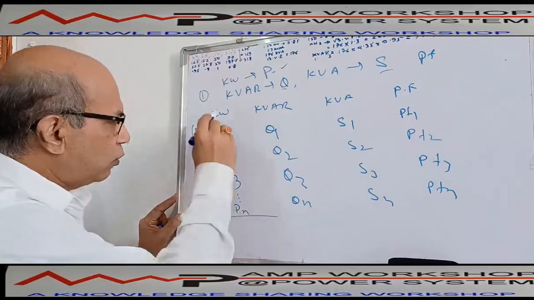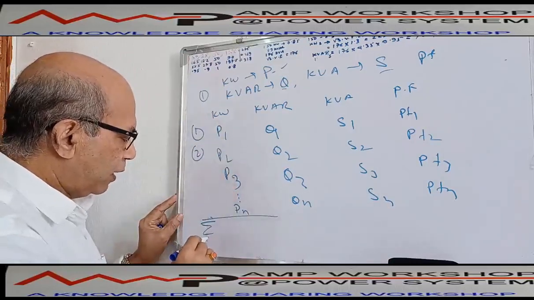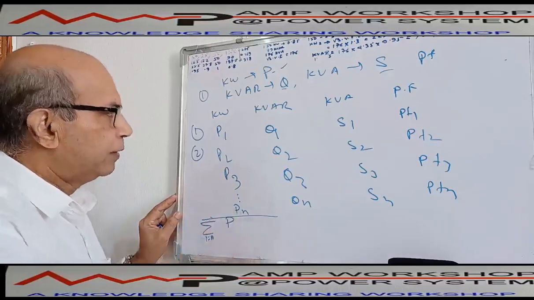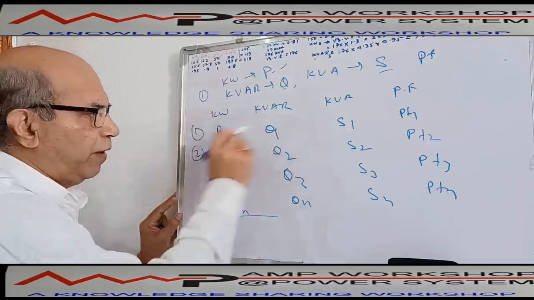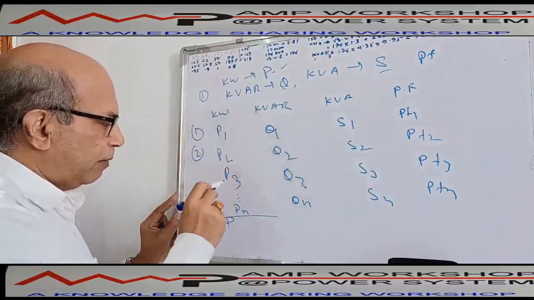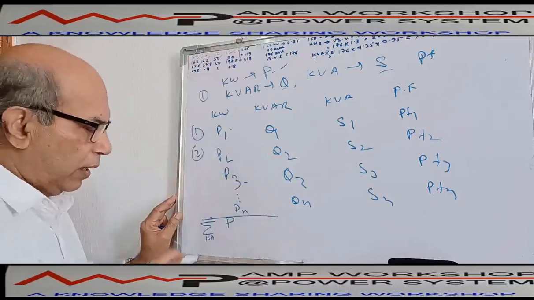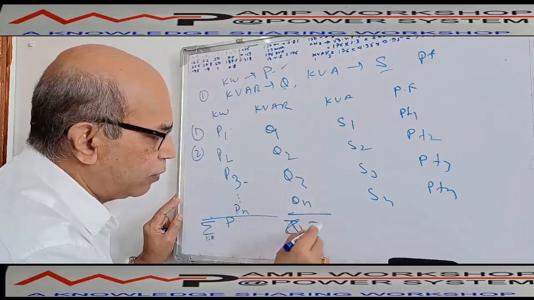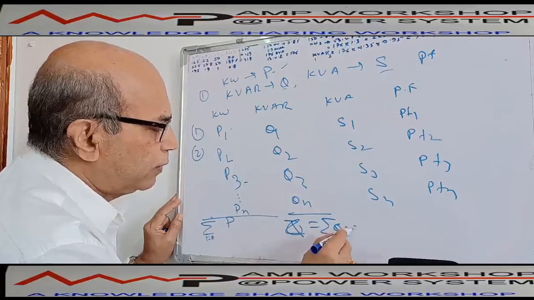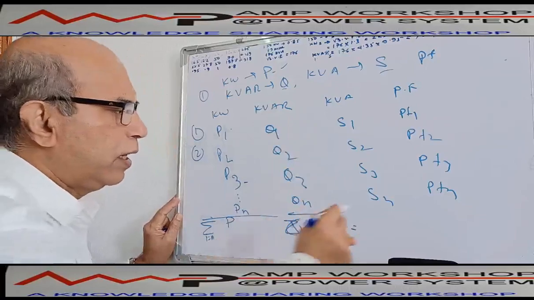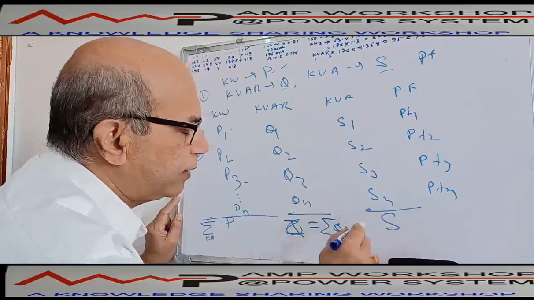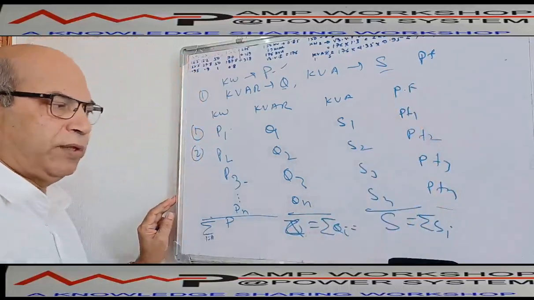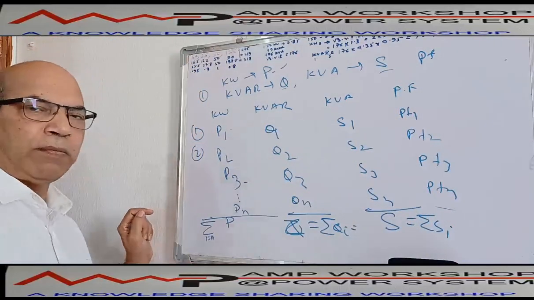If you sum the active power from 1 to N, it will be the total power P. This is the total power required. This is the load profile: this is the first type of load, this is the second type, this is the third type, and this is the Nth type of load. The total kVAr requirement is Q, equal to the summation of Qi, that is Q1, Q2, Q3 and so on. And the total kVA is S, equal to the sum of Si. The power factor we can average from this. This is the total load of a system.